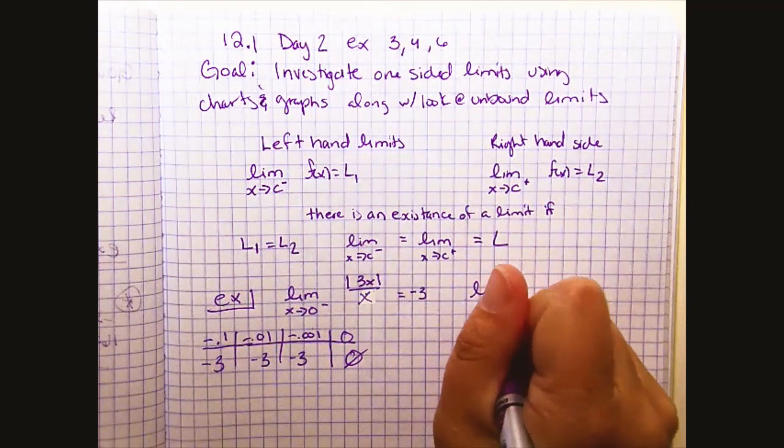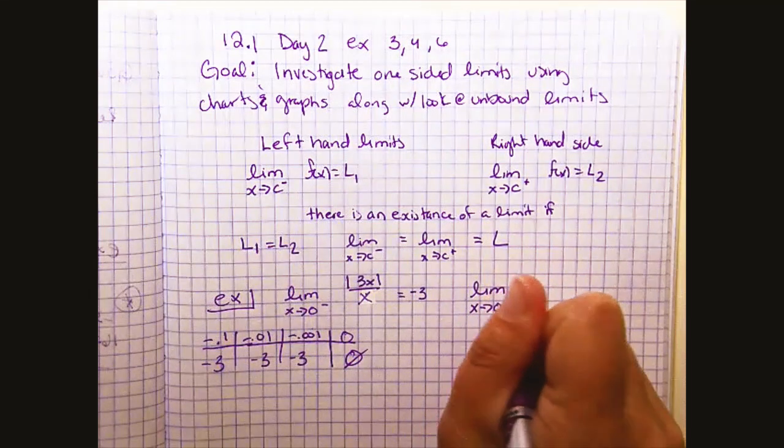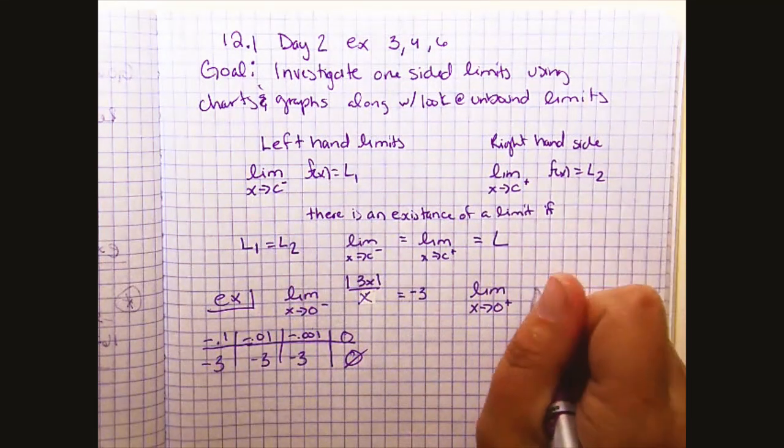And let's see if we can do the right side appropriately. So x approaches 0 from the right. That'll be your turn. Give it a shot.